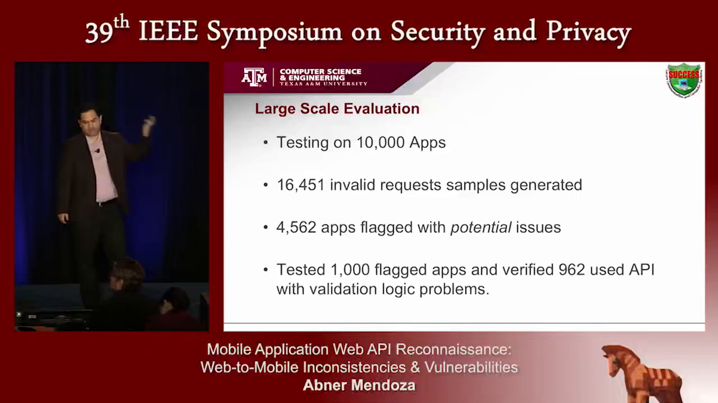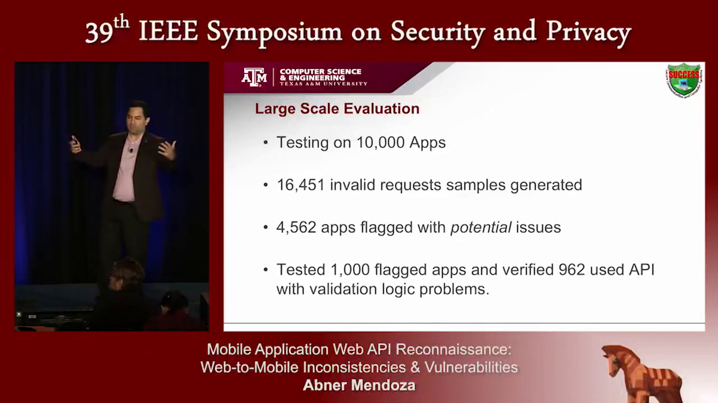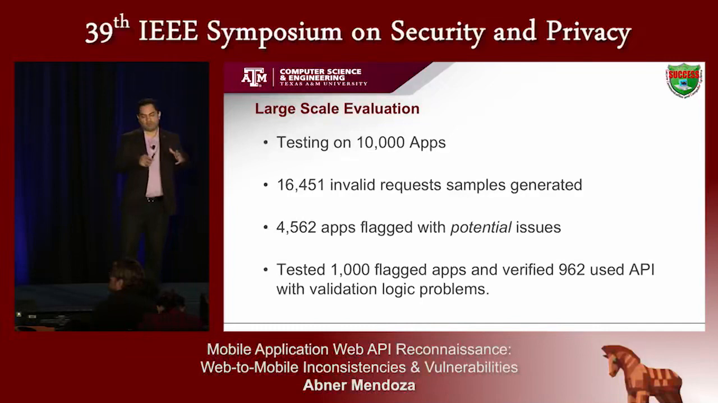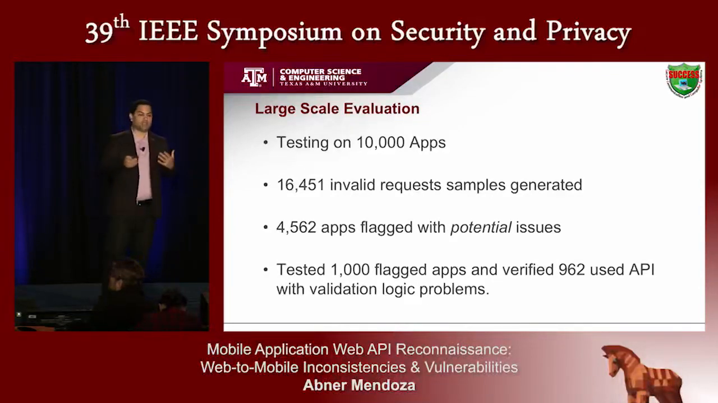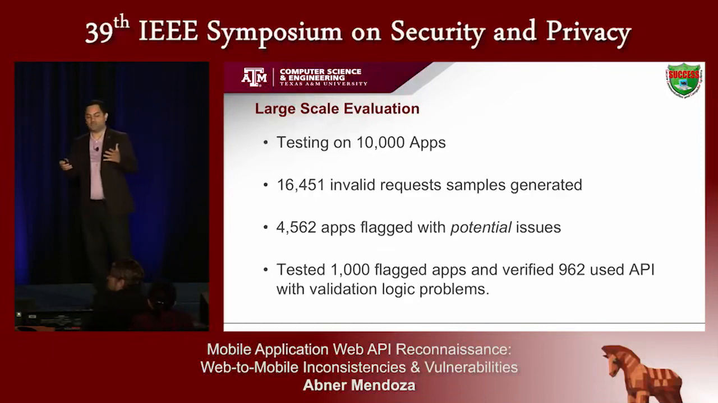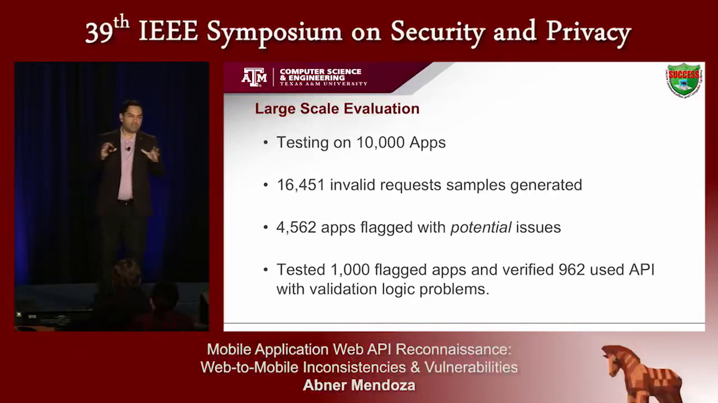First, our tests consisted of 10,000 apps. We did a large-scale evaluation of 10,000 apps. We were able to generate over 16,000 invalid requests, multiple for the same app. Our system flagged over 4,500 apps with potential issues. Then we manually tested 1,000 of these apps and verified that 962 of them had some API validation logic problem with varying degrees of severity.